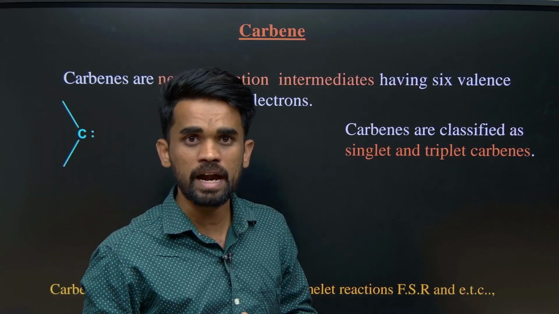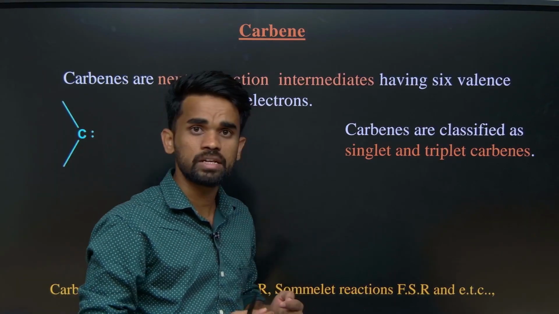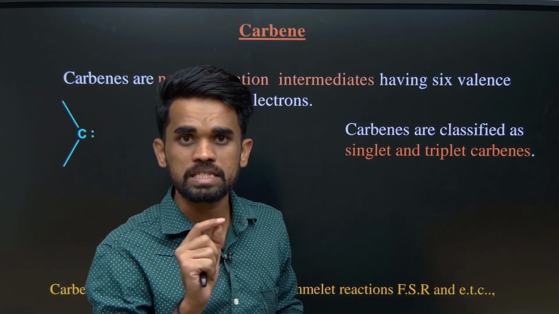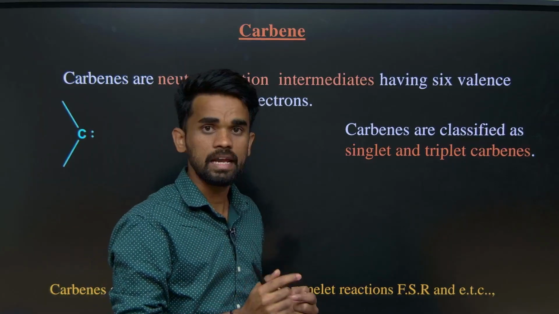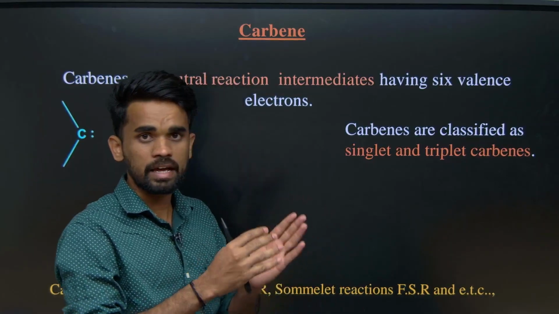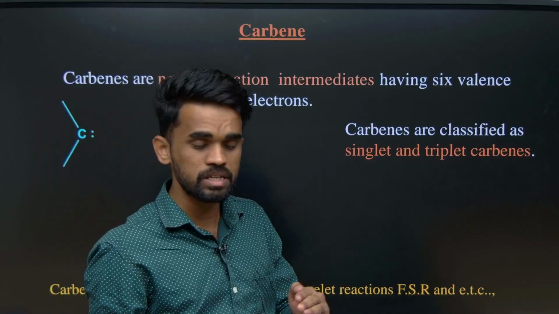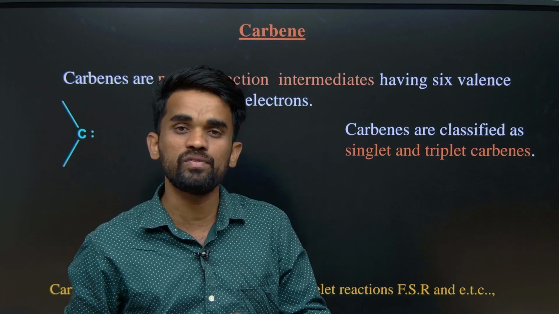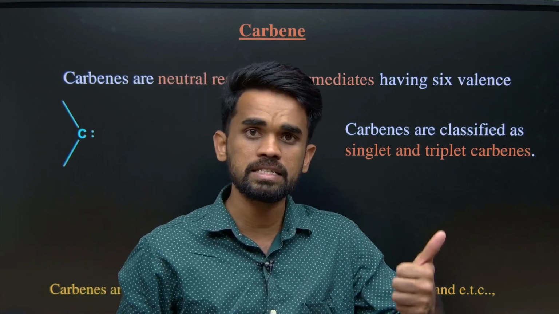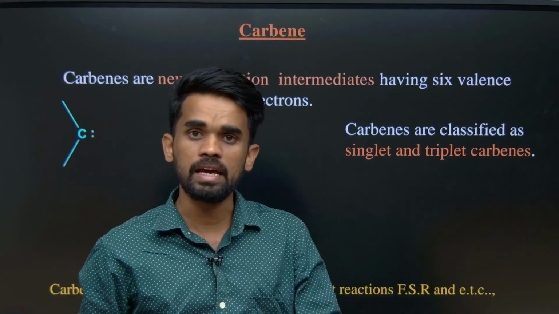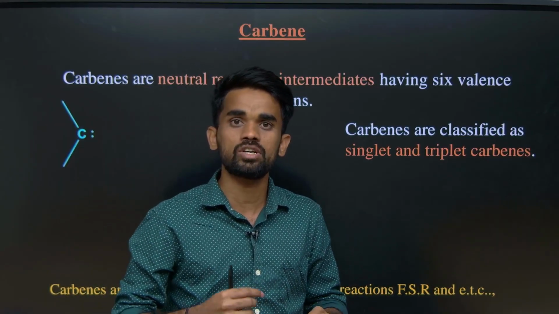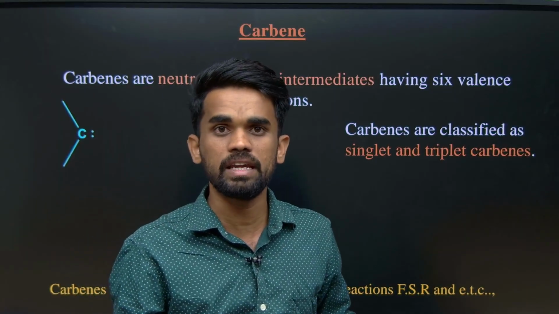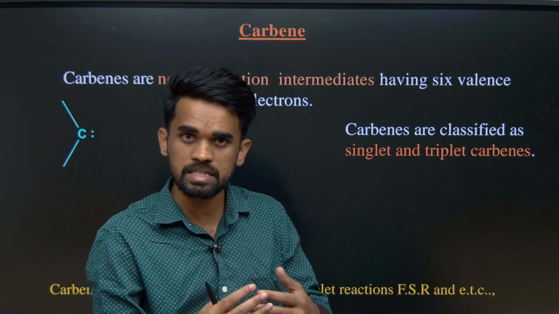Then next we have the free radical. It is paramagnetic because it has one unpaired electron, a total of 7 electrons, and it is highly reactive. We also discussed that electron releasing groups increase the stability of electron deficient species like carbocations and free radicals, and electron withdrawing groups increase the stability of the carbanion, which has a negative charge. These things we discussed in the last class.